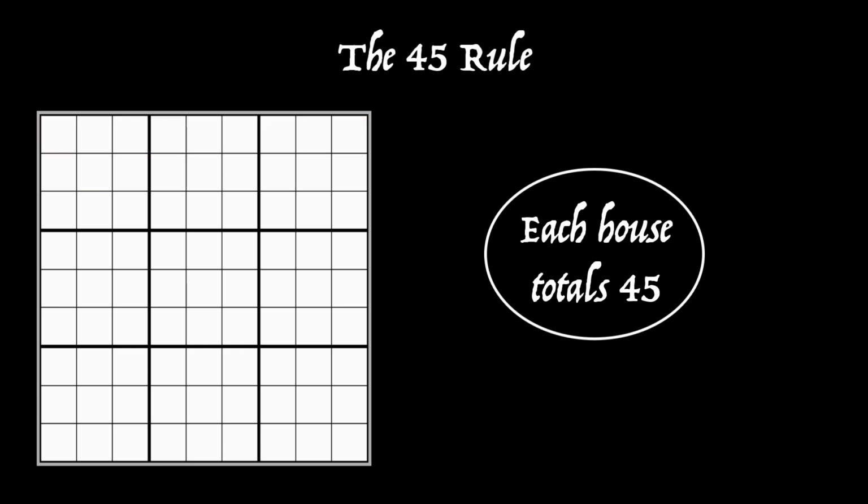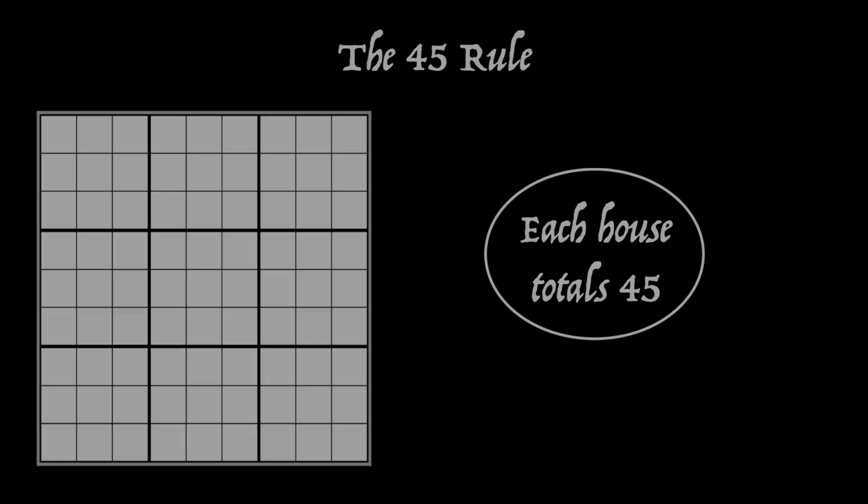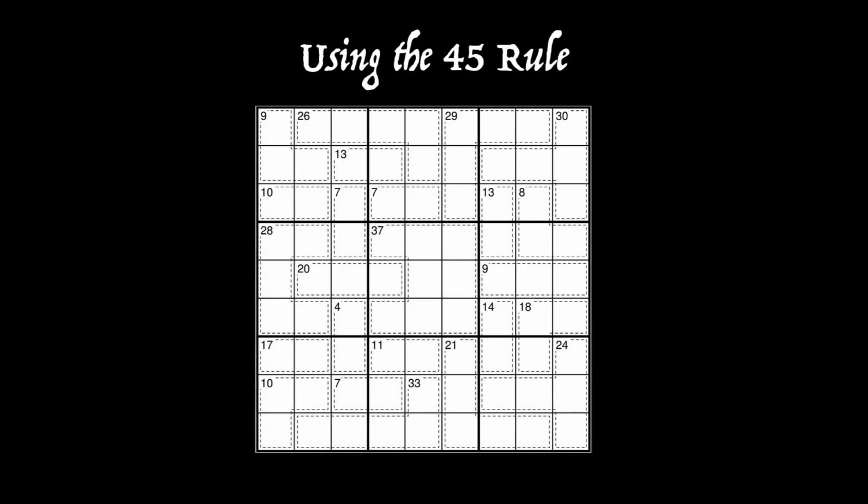Remember that each row contains 1 up to 9, so they total 45 each. Each column contains 1 to 9, their total must be 45. And finally each block, the total there comes to 45. So each house totals 45, and that's the 45 rule. So how do we use this 45 rule when we're actually solving a puzzle?